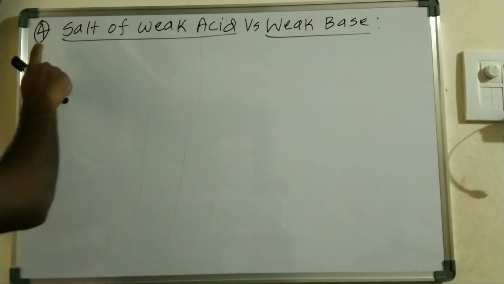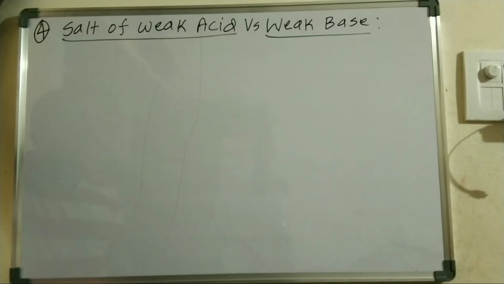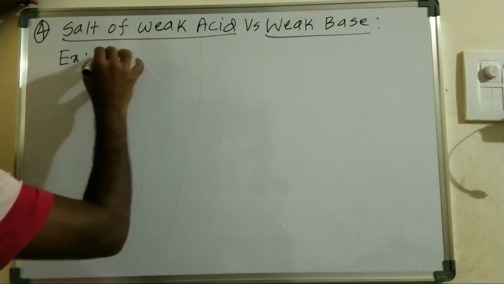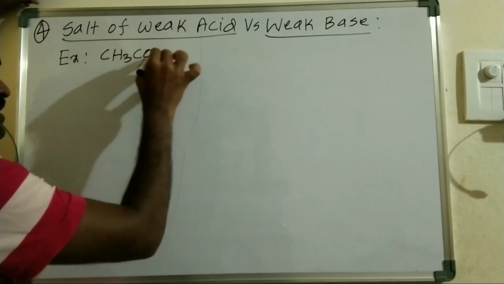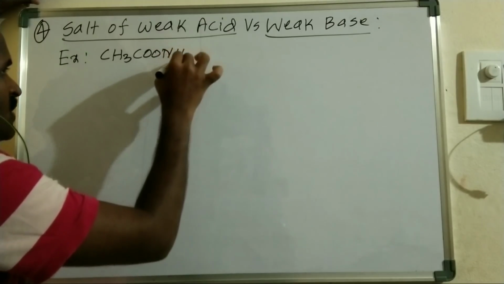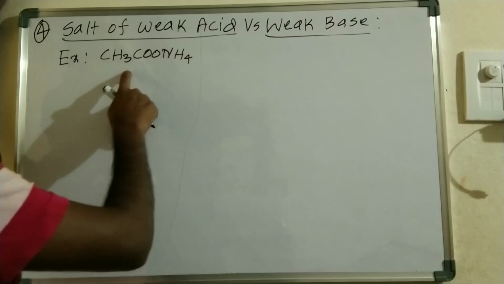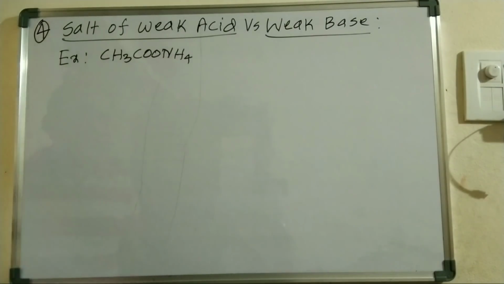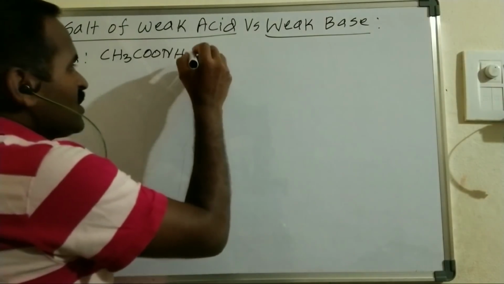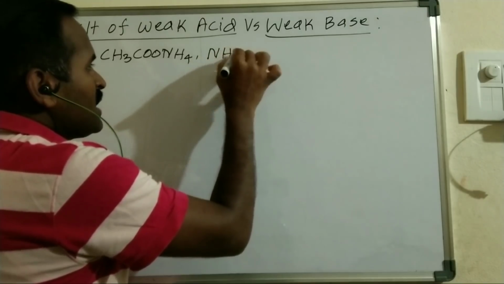The fourth type of salt is the salt of a weak acid versus a weak base. In this, suppose I am taking ammonium acetate, CH3COONH4, which is formed by the combination of the weak acid acetic acid and the weak base ammonium hydroxide. The other one, suppose I am taking, is ammonium carbonate.